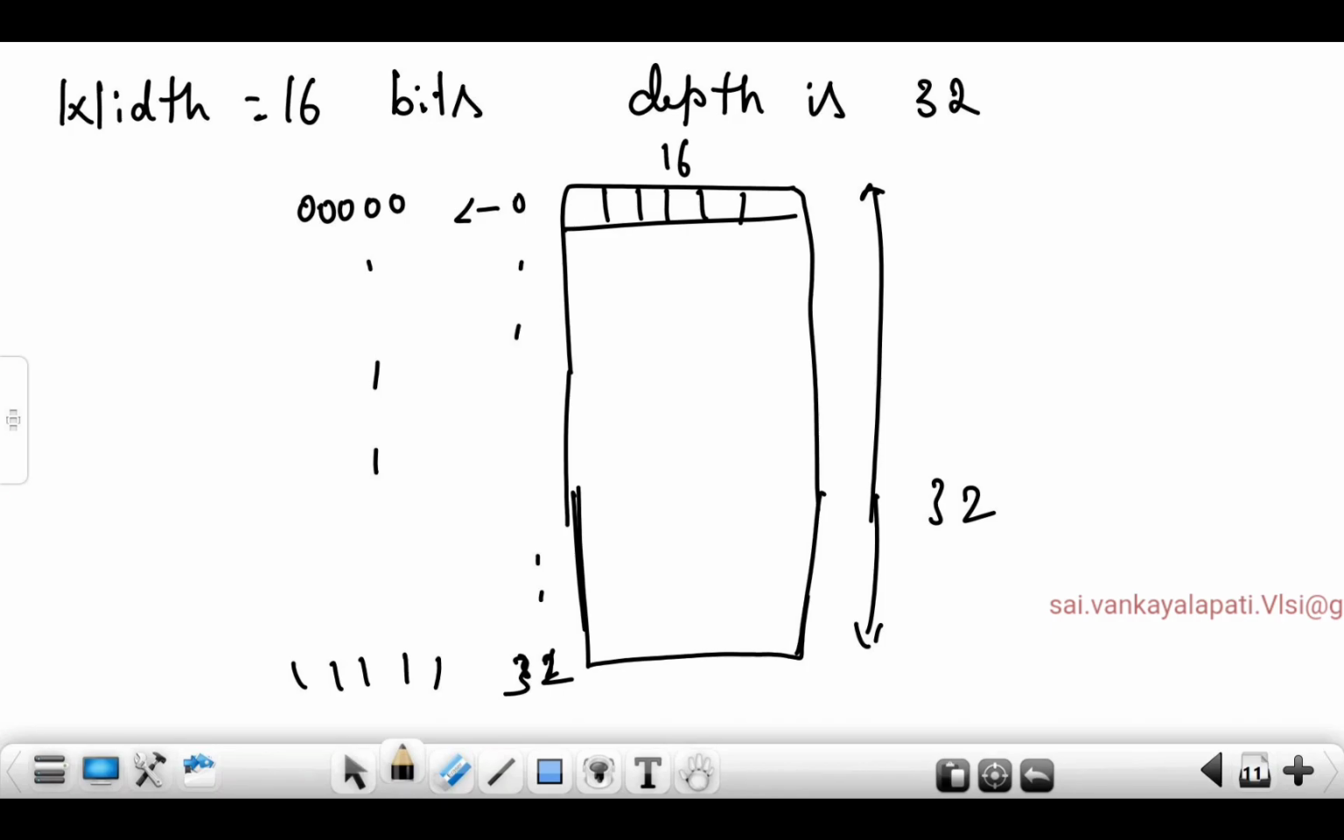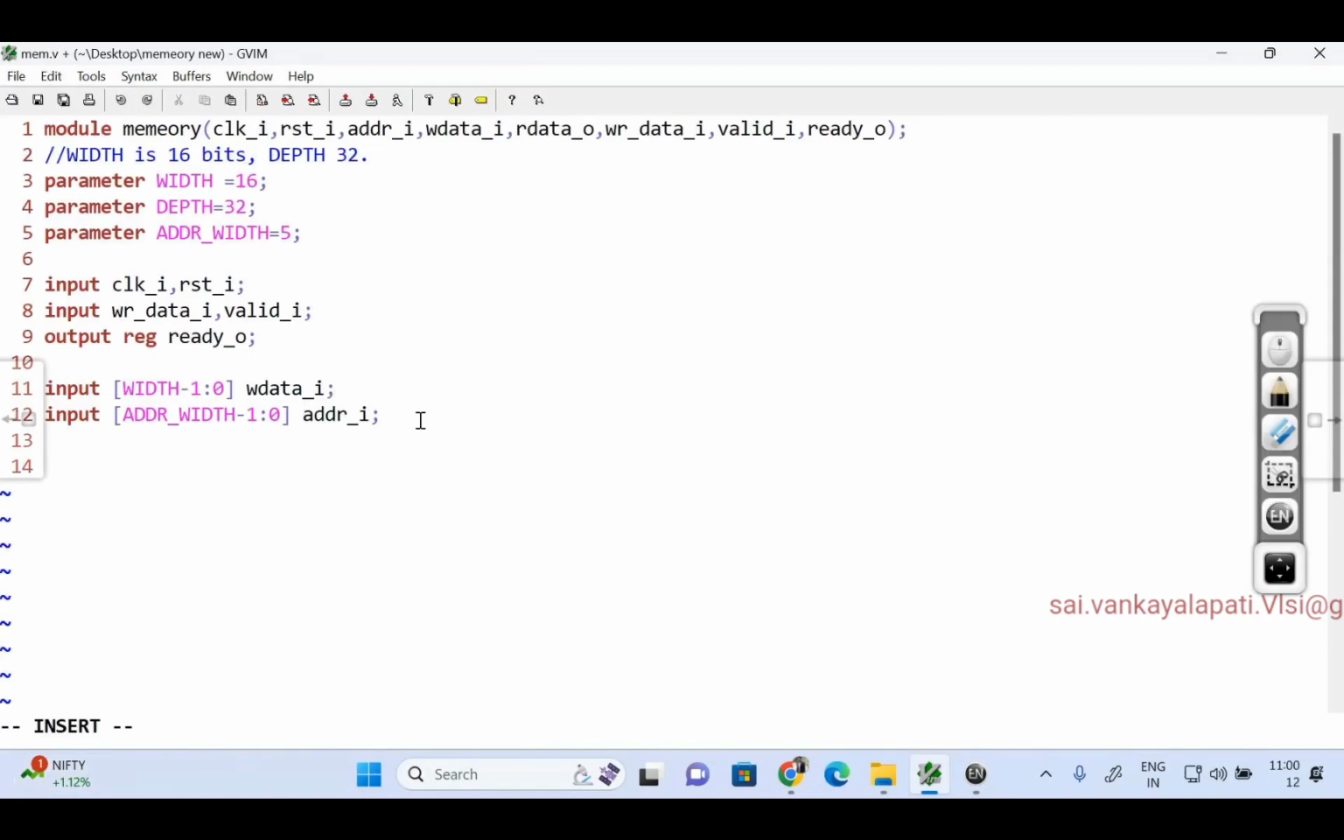Once you model the memory, then we are doing the write operation and read operation. Are you clear on this? Now what I need to do next is output, right? Output, range of width minus 1 down to 0 of what it is.